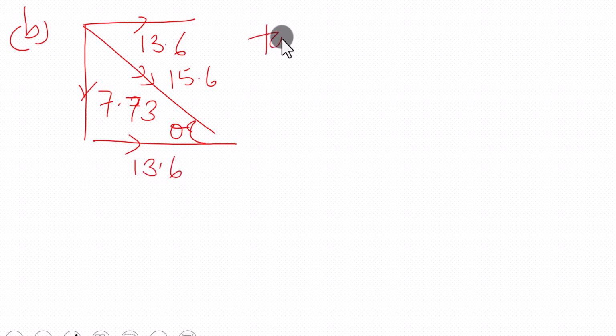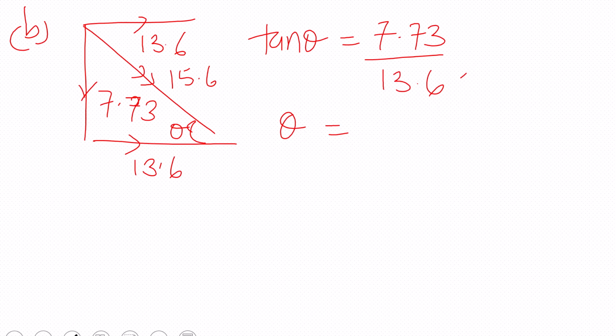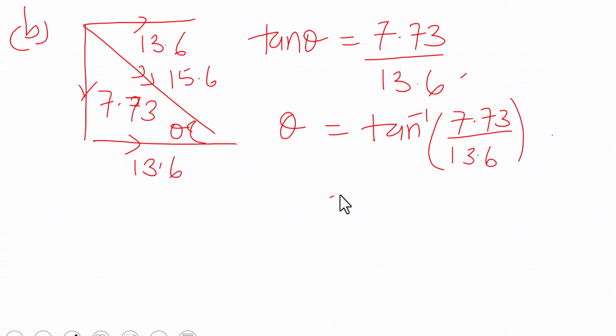So if I use tan of theta, it will be opposite, which is 7.73, out of 13.6. And my theta will be tan inverse of 7.73 over 13.6. Finally, my angle will be 29.6 degrees. And that's all. You can see the thing is very simple. Since we have already calculated the velocity which they wanted and the theta, we can now go to the next question.